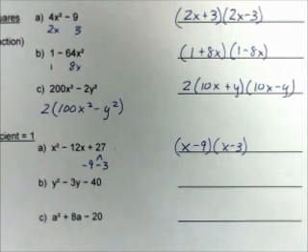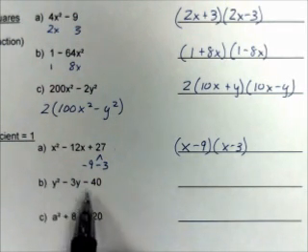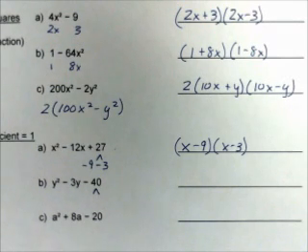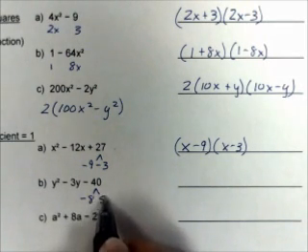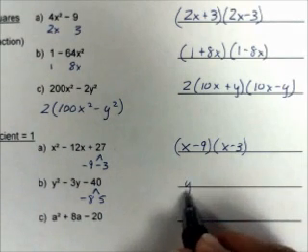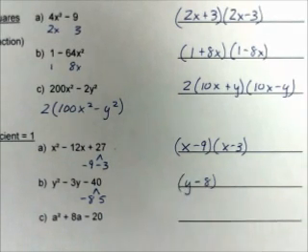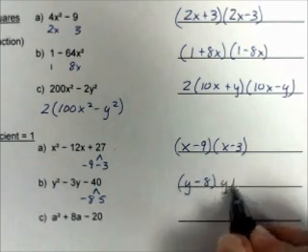Next, y squared minus 3y minus 40. Again, the lead coefficient is 1, so we go to our constant, negative 40, and look for factors of negative 40 that add to negative 3. And they are negative 8 and positive 5. So this factors into (y minus 8) times (y plus 5).